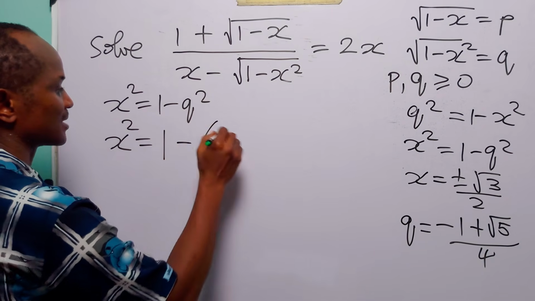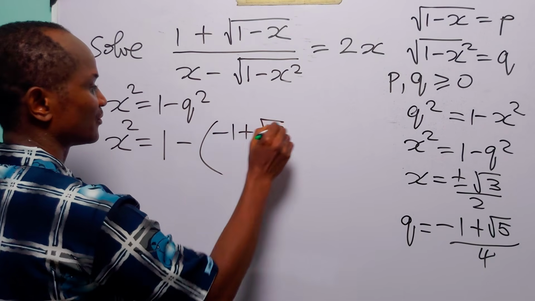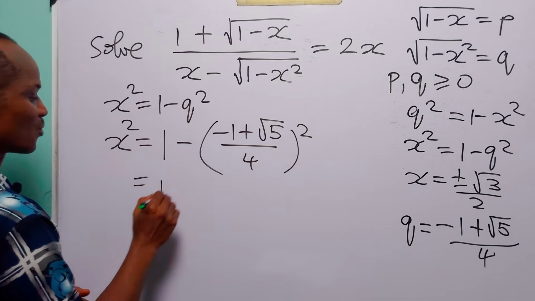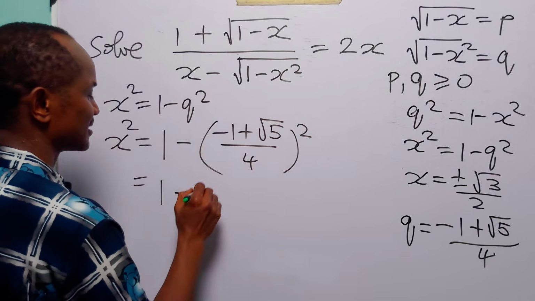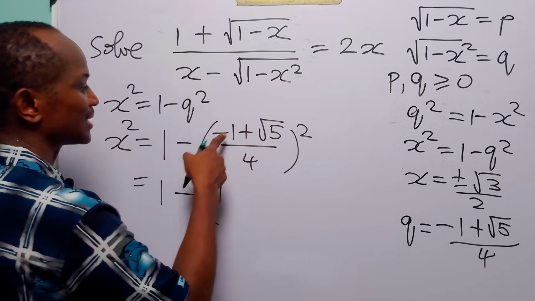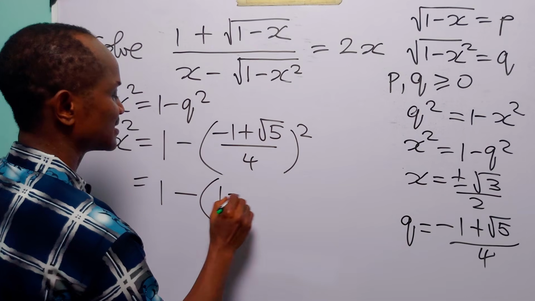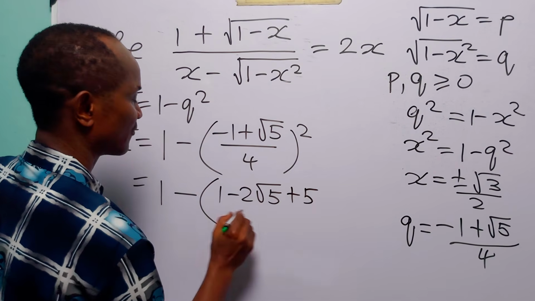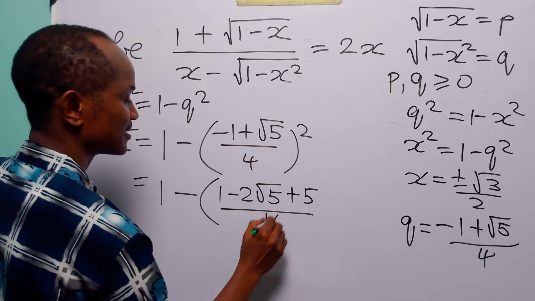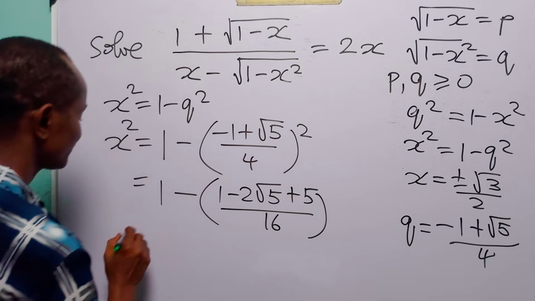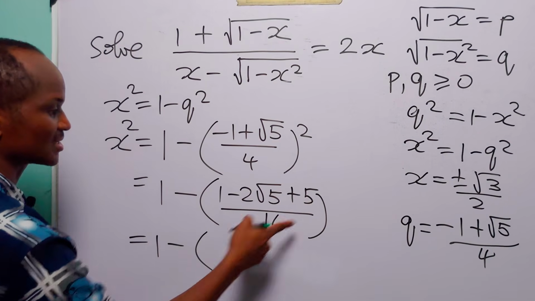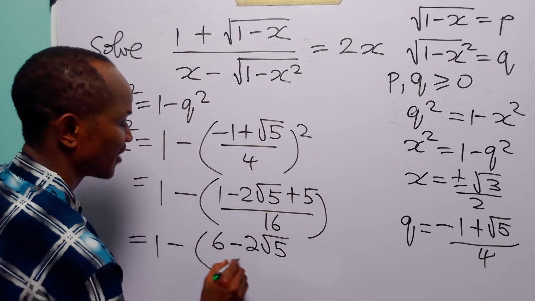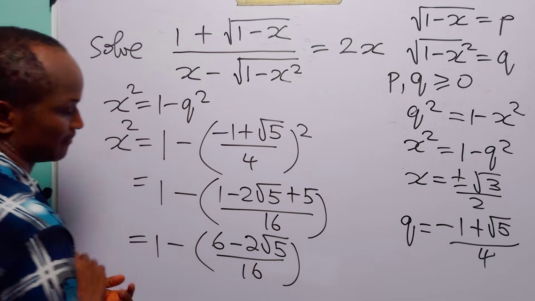1 minus 1 plus root 5 divided by 4 squared. This is equal to 1 minus 1 squared is 1. 2 times minus 1 times root 5 is minus 2 root 5. Root 5 squared is 5. Divided by 4 squared is 16. This is equal to 1 minus 5 plus 1 is 6 minus 2 root 5 over 16.